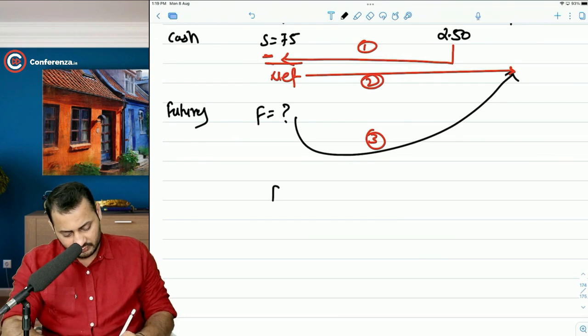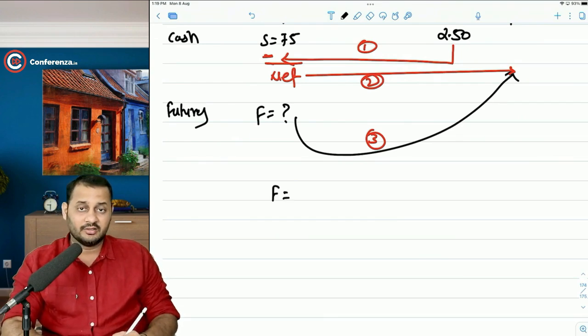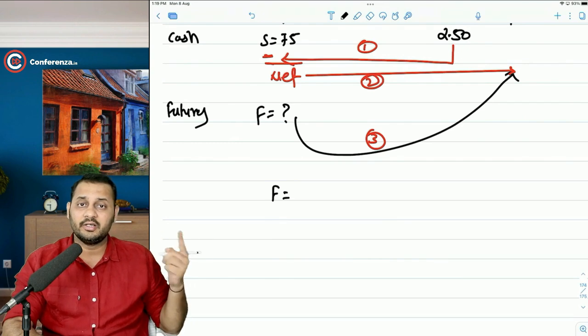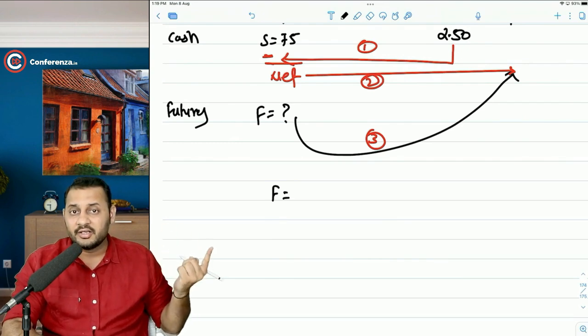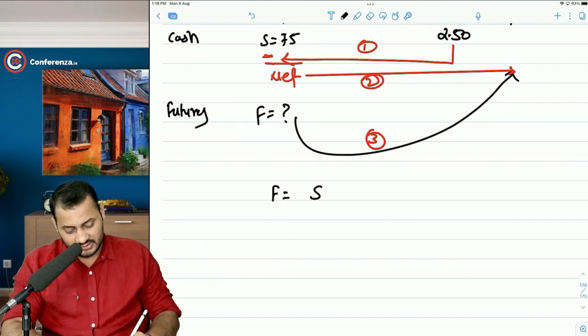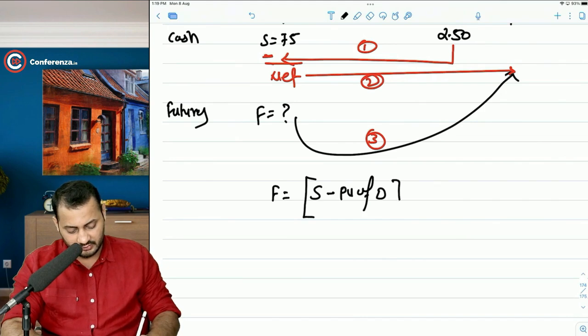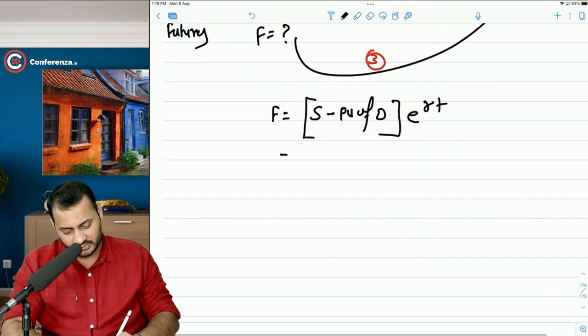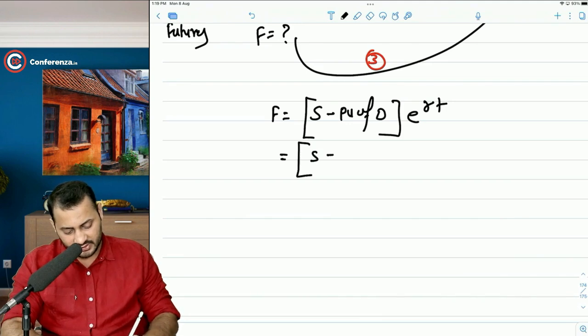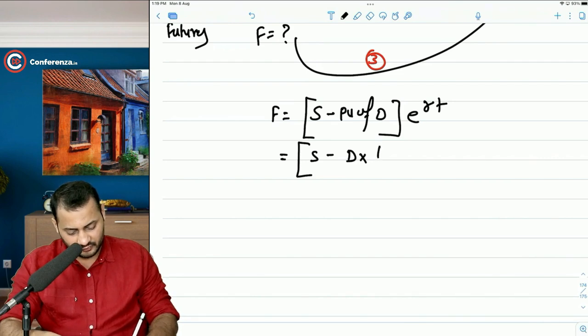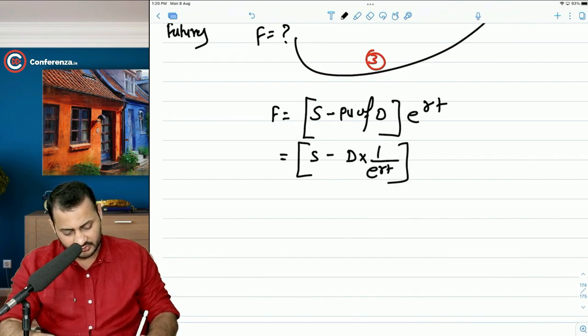First of all, forward price is nothing but, and all these things should be done at the continuously compounded rate of return, S in bracket. Have a look. I will have to create a formula. I have to deduct the present value of dividend first. This is the first step, and then I will take e to the power RT. So the formula is (S minus dividend into 1 divided by e to the power RT) into e to the power RT.